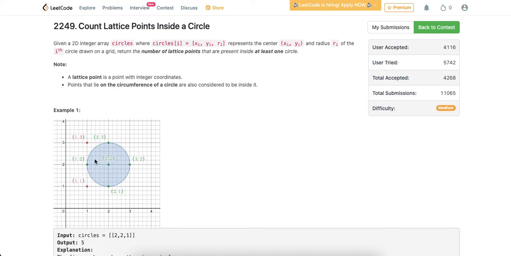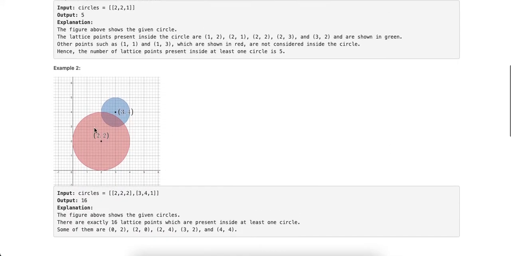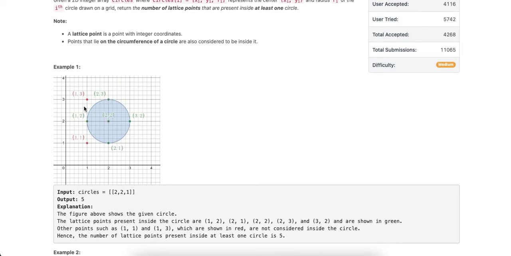So we are given a list of circles. For example, in this second example, there are two circles. Now we need to find the integer points that are actually inside the circles. For example, you see here 1,2, 2,2, 3,2, 2,3. All of these are points with integer coordinates, right? And then you see this green color, which is saying in this example that those are the lattice points inside the circle. There are 5 points there, so the answer is 5. While these two in red are an example of lattice points which are not part of the solution because they are outside of the circles.